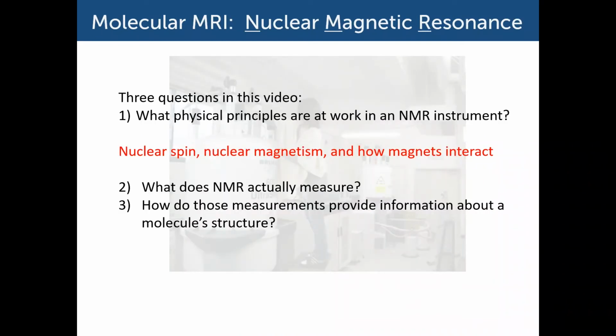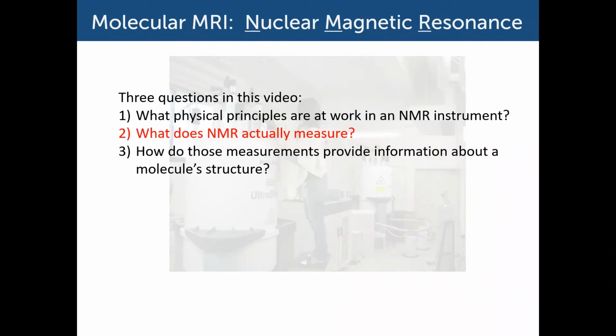Okay, so at this point we've answered our first question for the video. What principles are at work in an NMR instrument? Well, we're basically thinking about the fact that some nuclei have spin. Right, that's our spin number. As long as that's not 0, that nucleus has a magnetic moment. And if it has a magnetic moment, it will interact with the strong magnet inside of the NMR instrument itself. And basically we'll create these two different states, alpha and beta.